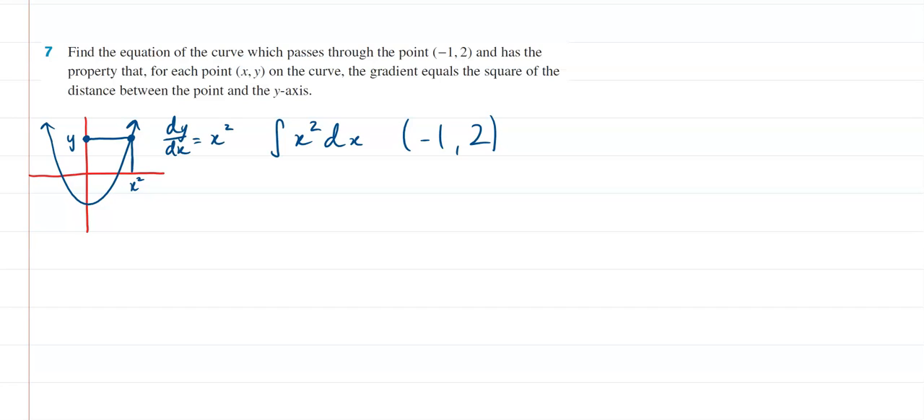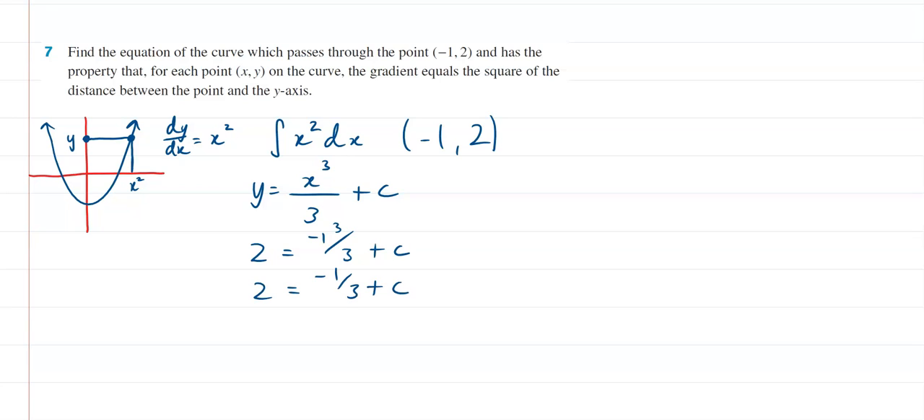Pretty tricky. That's probably the hardest part of this question, because once we get to that point, we can find the integral here, which is x to the power 3 over 3 plus c. And I can now sub in my value of 2, -1 to the power 3 over 3 plus c. 2 equals -1/3 plus c. So 2 and 1/3 equals c. We can then write our final equation, so x to the power 3 all over 3 plus 2 and 1/3. There's lots of different ways to write that, but I think that's a pretty neat way of working.